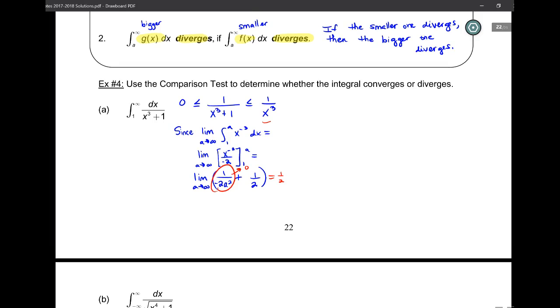So since 1 over x cubed converges, which is the bigger one, again, if you add 1 to the denominator, that's going to make that smaller. So therefore, the integral from 1 to infinity of 1 over x cubed plus 1 dx converges.